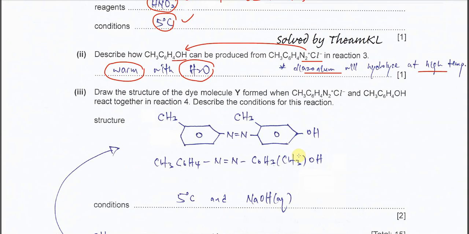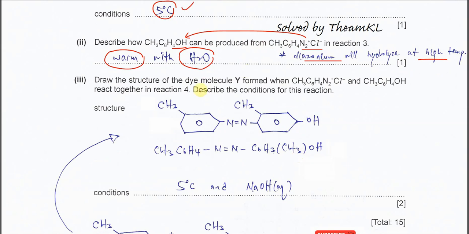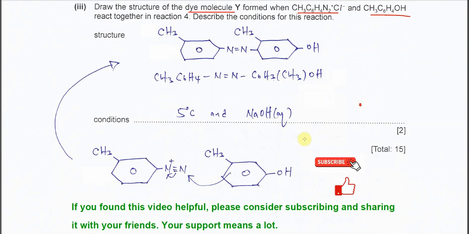Part 3. Part 3, this is quite challenging. It's the coupling reaction between the phenol and the benzene diazonium ion. So you need to draw the dye molecule Y when these two react. I will show you this one. If you can draw this structure, it is good. If you cannot, then you just draw this one. Okay, I will try to use the benzene ring. It's clearer so you can understand better.